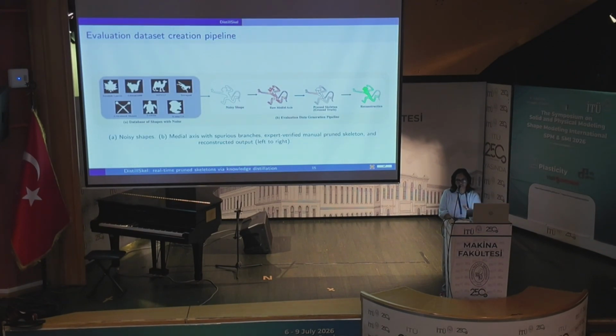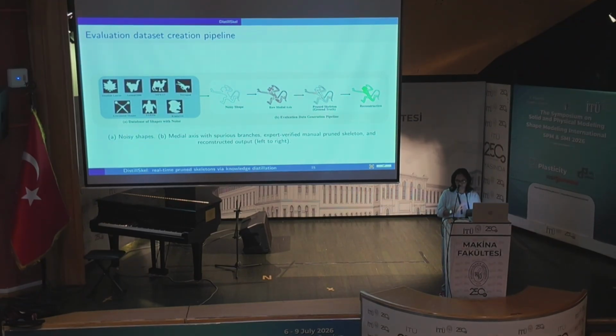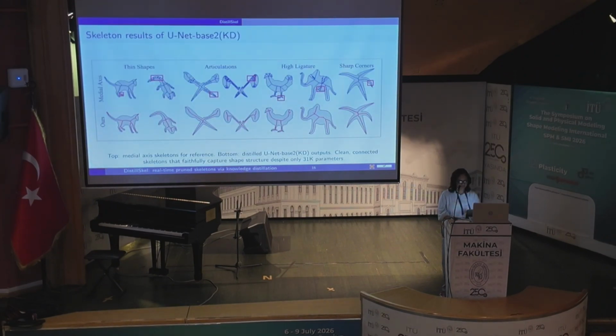So this is the process of creation of the evaluation dataset. We collected noisy shapes from 7 shape benchmarks. Then, using distance transform, we created the skeleton. Of course the shape is noisy, and the resulting skeleton has noisy branches. Then 5 annotators manually cleaned the skeletal branches to create a clean skeleton. After which we reconstructed the shapes to ensure that this skeleton has all the significant branches to reconstruct the shape. So this serves as the evaluation dataset.